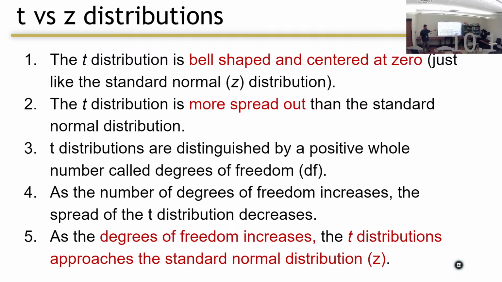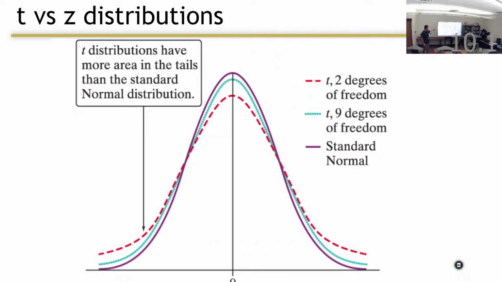Okay? Clicky, click, click. Just to give you a visual, this solid pink line, you probably can't see it, is the Z. It's the tallest one up here. It's the one with the least area in the tails. It's a little bit narrower. The blue dotted is 9 degrees of freedom. The red dashed is 2 degrees of freedom, so it's the shortest and widest.